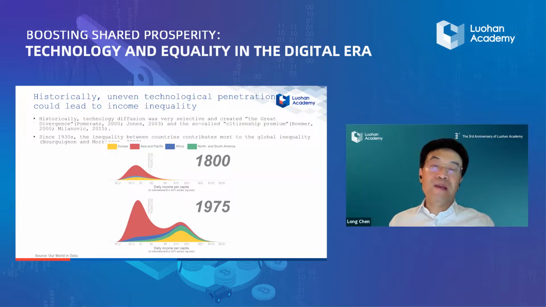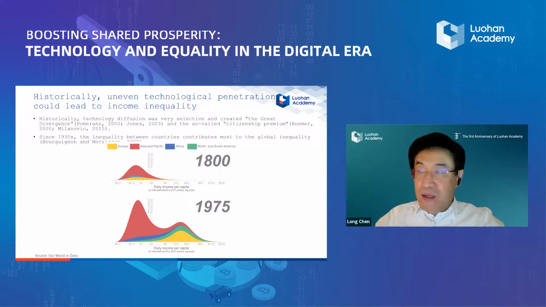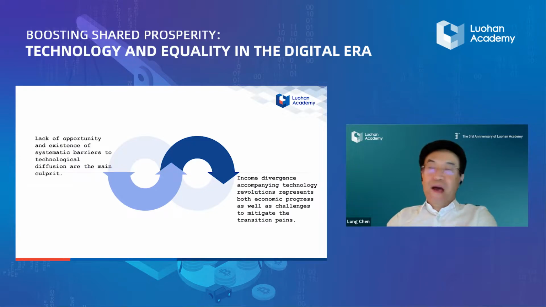But then in 1975, many more people have moved above the poverty line, thanks to the Industrial Revolution. So here what we can see is that during the penetration of technology, the lack of opportunity and existence of systematic barriers to technology diffusion are some major culprits for the inequality. The lesson here is that the income divergence accompanying the technology revolutions represents both economic progress as well as challenges to mitigate the transitional pains.